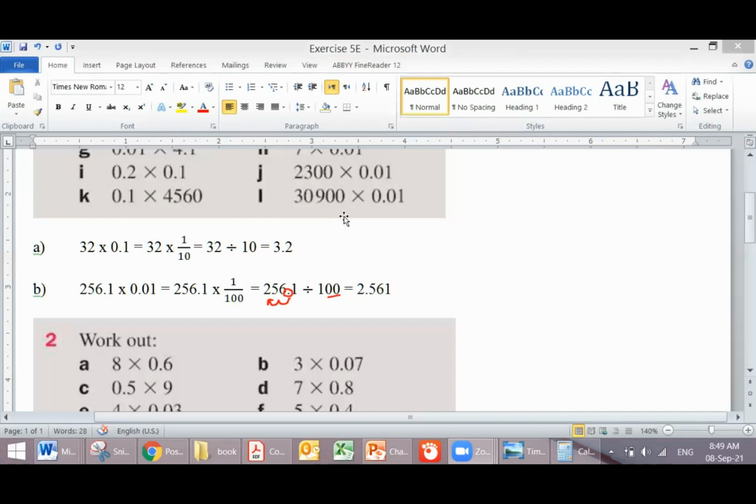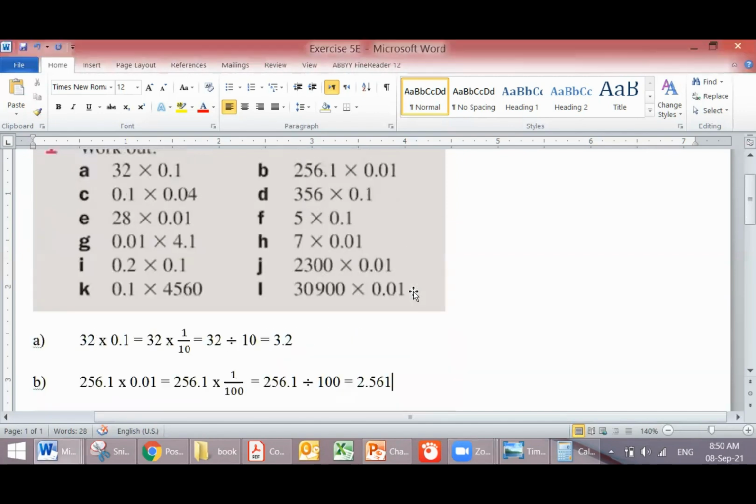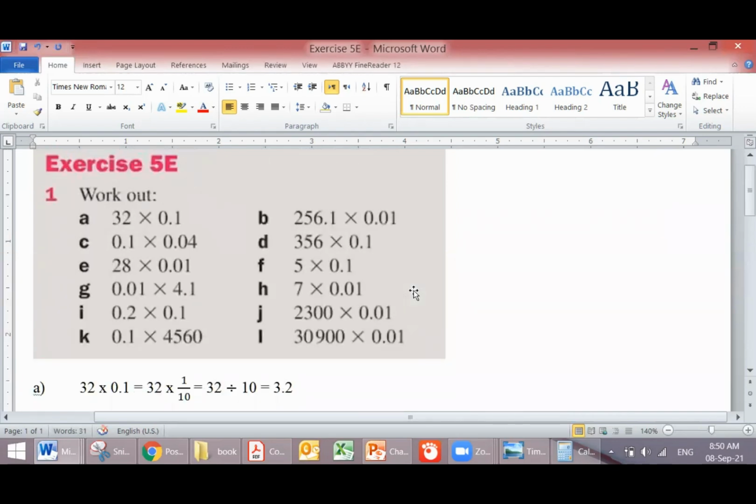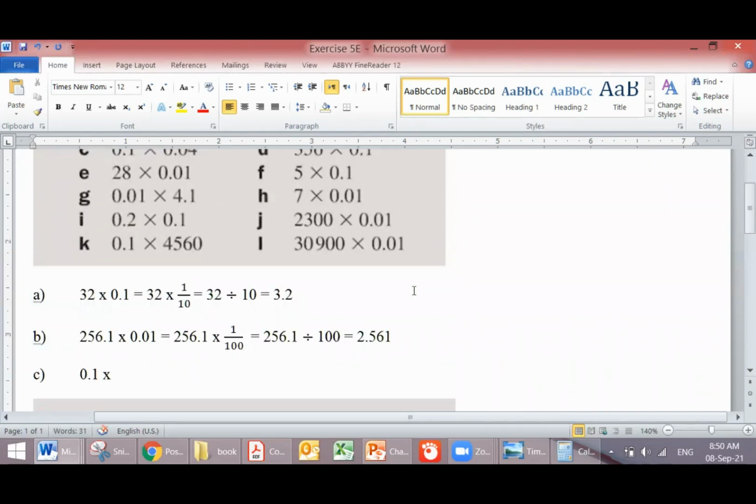Exercise 5E. Exercise 5E. Only 5 minutes are left, and I will explain these more questions. So C part is a difficult one. In C part is 0.1 multiplied by 0.04.